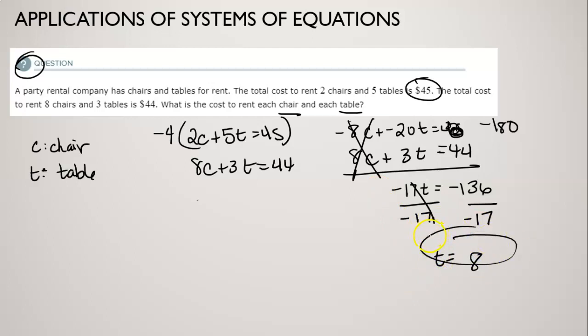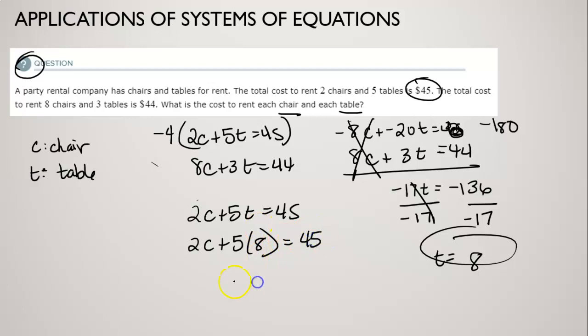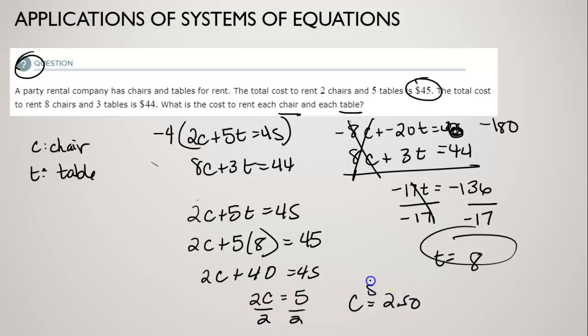But I have not yet found the cost for each chair, so I go back to my top equation. It had the smallest numbers, so I use that one. The tables are $8 to rent, so I'm going to replace the tables with 8. I'm going to simplify. 2c plus 40 equals 45. Subtract 40 from each side, so 2c equals 5. Divide both sides by 2, and remember this is cost, so it's fine to have a decimal. The cost is $2.50.